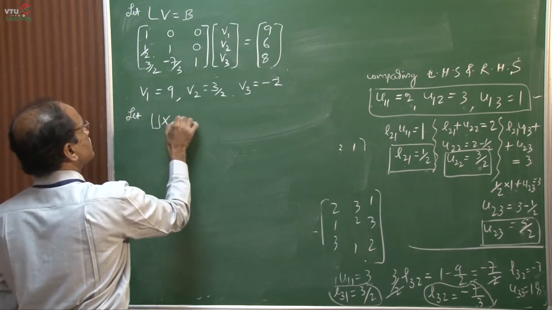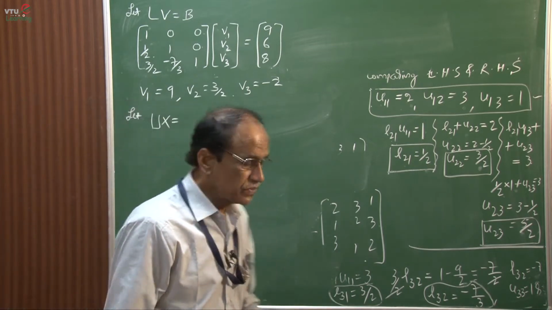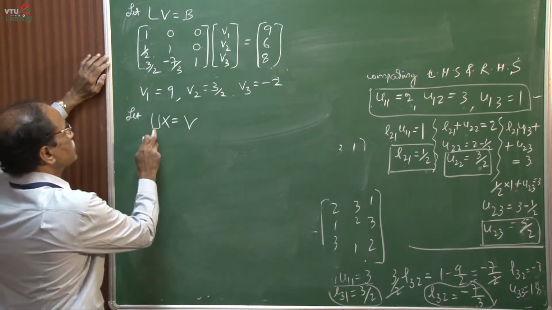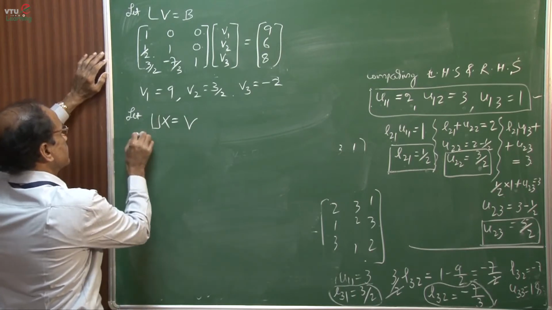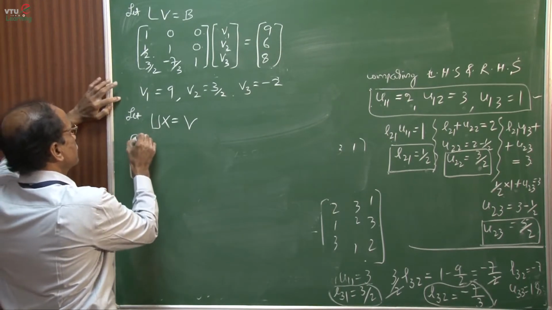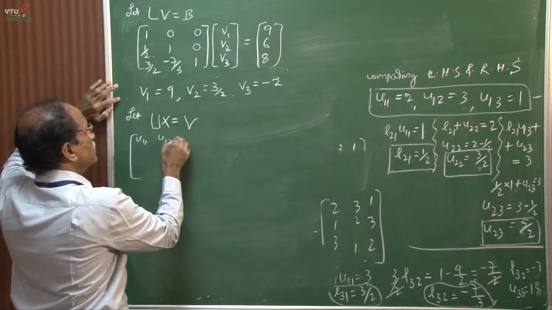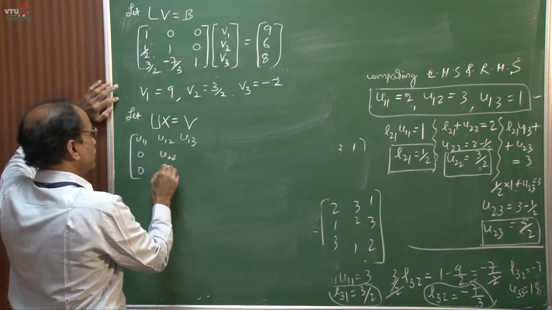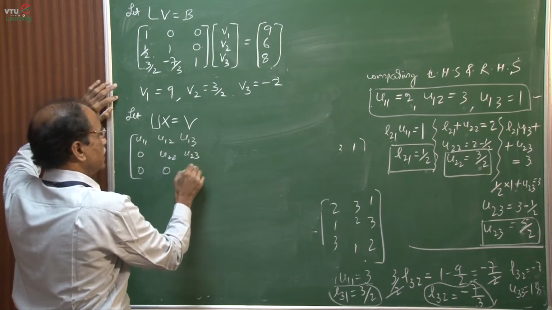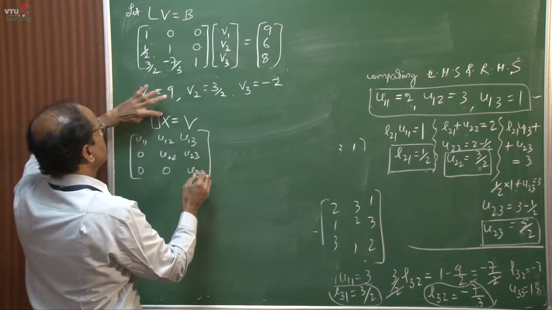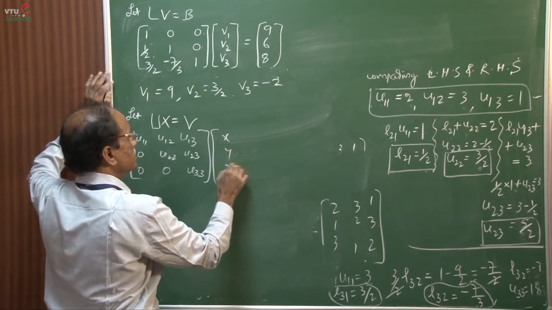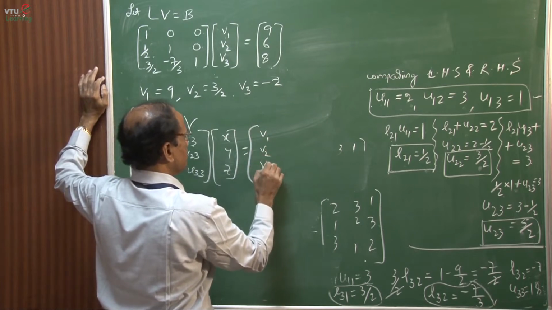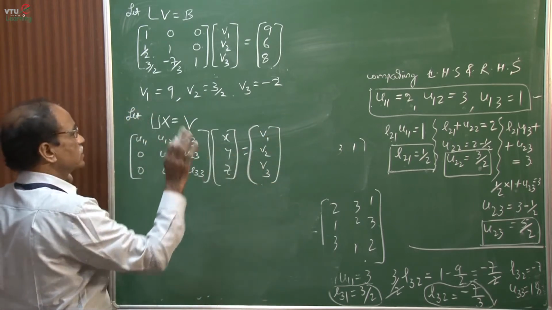Let Ux is equal to V, the last step, whatever values you have calculated. So Ux is equal to V, where U is upper triangular matrix. Upper triangular matrix means that is U11, U12, U13, 0, U22, U23, and 0, 0, U33 multiplied by X, Y, Z unknowns. Then this must be V1, V2 and V3. Here you substitute, all the values are available.